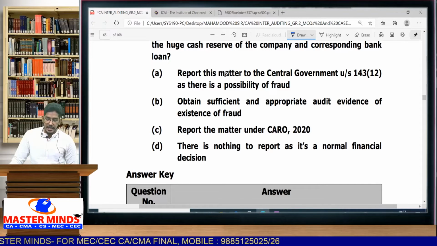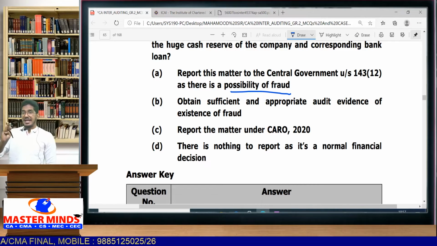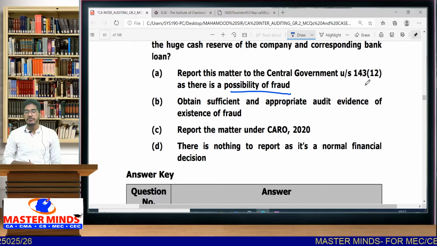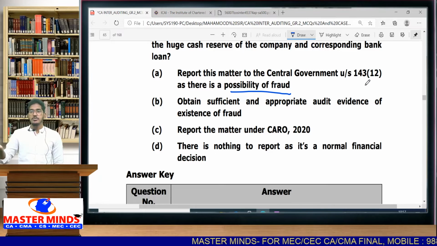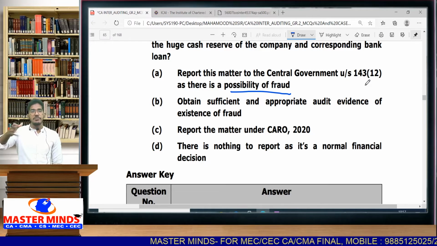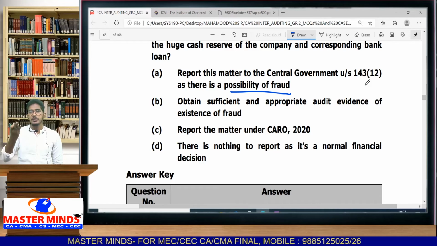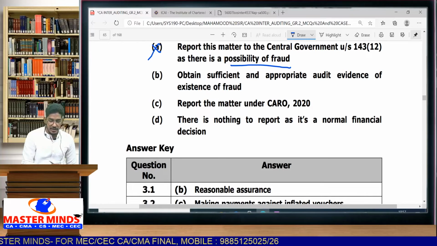Let us see. A. Report this matter to central government under section 143 subsection 12 as there is a possibility of fraud. See, whenever there is a chance of fraud, you should not communicate. Whenever you have reason to believe, yes, fraud has happened, then you have to communicate to central government under 143 subsection 12. If you are just having a doubt, that matter is not required to be reported to central government. Just you are thinking there is a possibility of fraud. No, when there is a reason to believe, when you have some evidence, then communicate the matter to central government. Just because you are thinking there is a possibility of fraud, are you required to communicate the matter to central government? Not required. A is not correct.